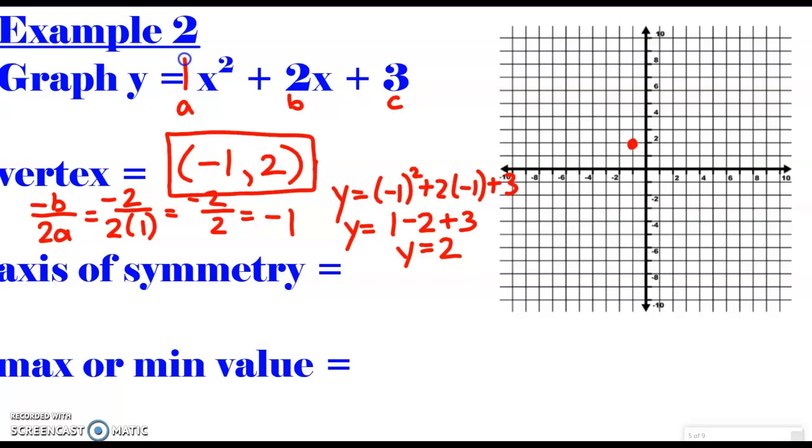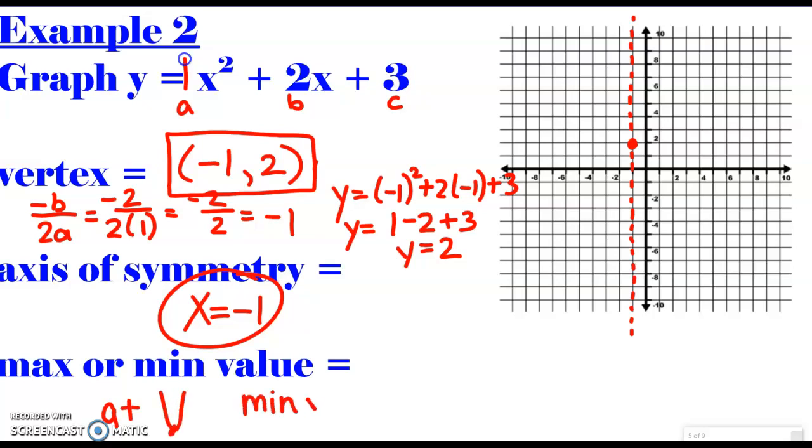We know the axis of symmetry is going to go through that point. Its equation would be x equals negative 1. That always goes through the x-coordinate of the vertex. Minimum or maximum, let's see. a was 1, so a is positive, which means it's opening up, so it bottoms out. It has a minimum value. So the furthest down would be 2.